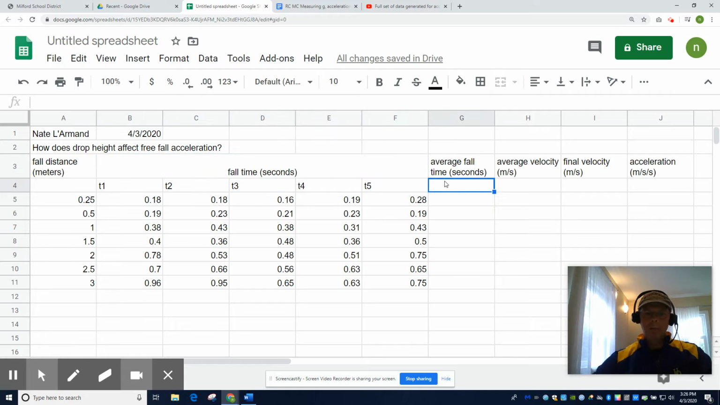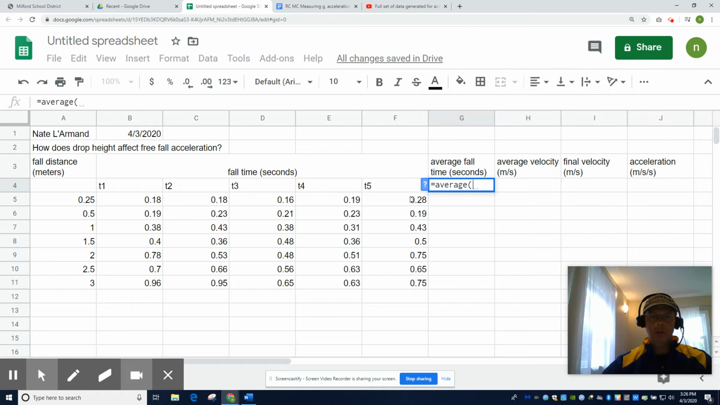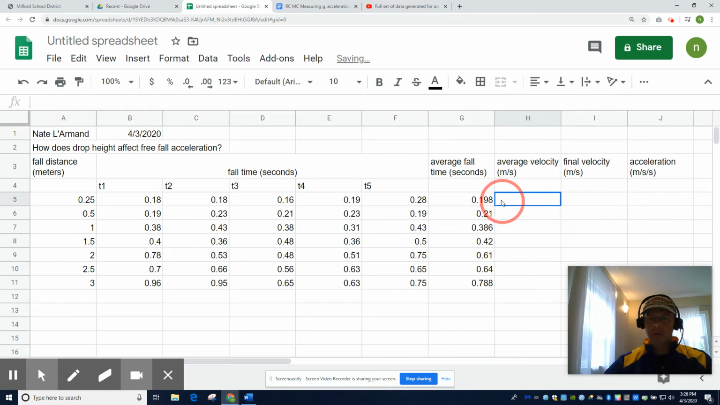Let's find the average. So equals AVERAGE, open parentheses, click and drag. Oh man, am I in the wrong row? Shoot, yes I am. All right, well, that's a bummer. Let's fix that. Oh, no, that's it. That's where I want to be. Okay, cool. So now I can just autofill. There we go. That's beautiful. We just found the average.